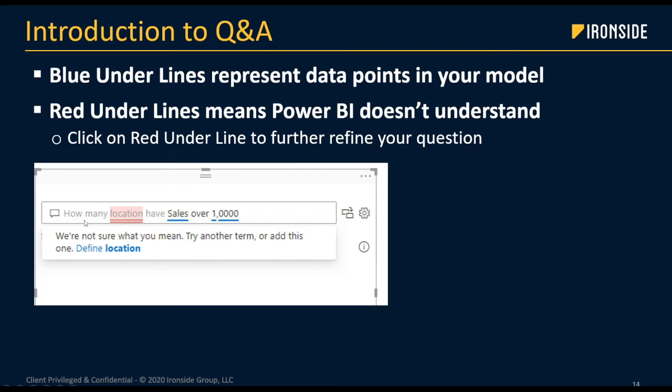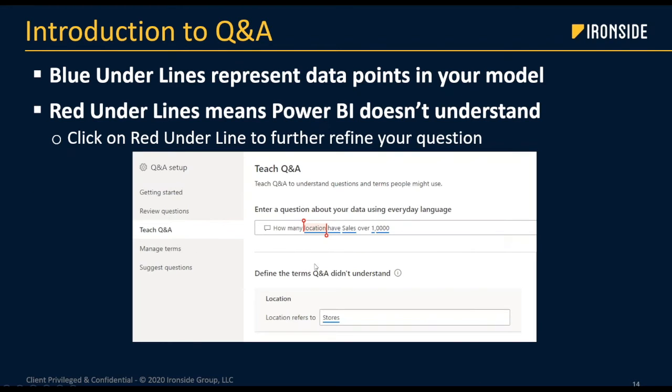So in this case, I typed in the word location, which does not exist in my metadata, and it doesn't understand exactly what you mean. So what do we mean by location? You can see that it has a red line on it. And if you click on it, it'll actually ask you, what do you really mean by this?